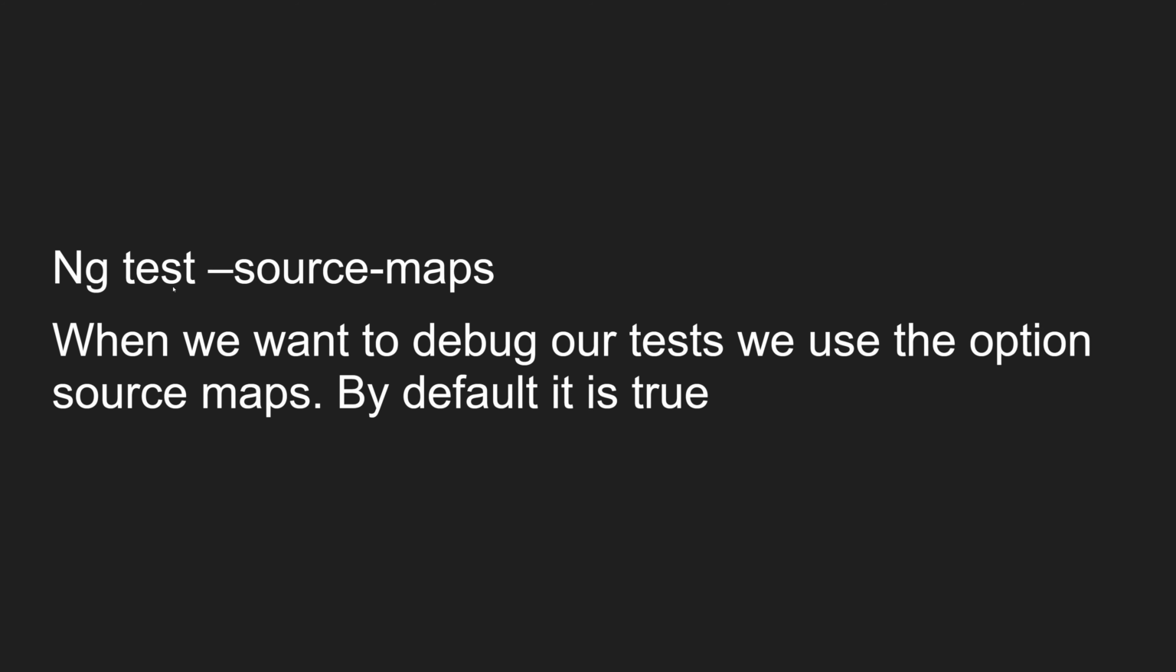Another option is ng-test source maps. We already know about source maps. When we want to debug our tests, we can use this source maps option. By default, source maps is true. So when you run the ng-test command, source maps will be enabled by default, and you can debug your tests. We can also turn off source maps if we want to slightly increase the speed of our tests.